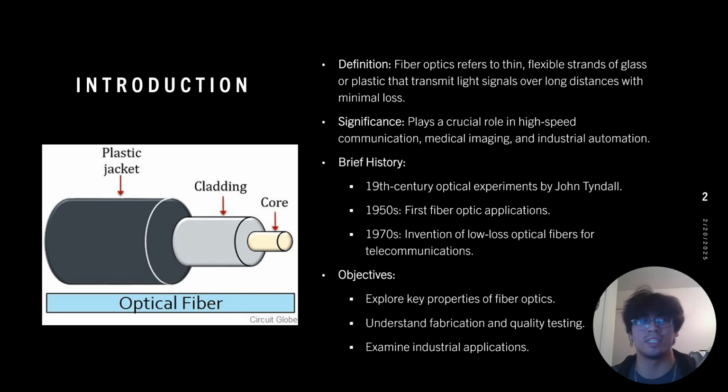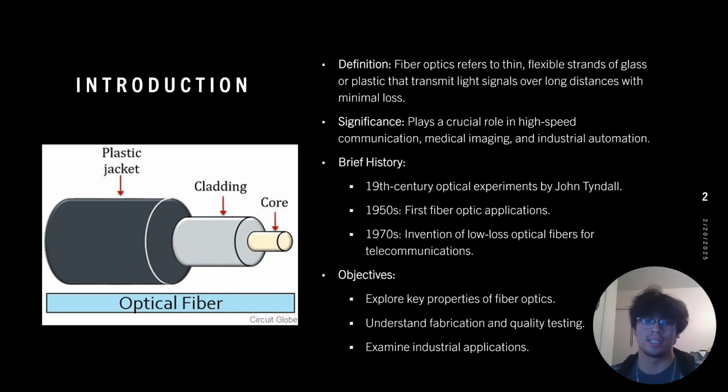Now, in the 1950s, that's when they first started using fiber optics in applications, primarily with the development of the fiberscope. It was a device that used glass fibers to transmit images. It was very revolutionary at the time. Then in the 1970s, there was the invention of low-loss optical fibers for telecommunications. These were really high-purity glass fibers that were able to transmit light signals with clarity, because the more pure the glass, the longer the signal can go without obstruction or loss due to impurities.